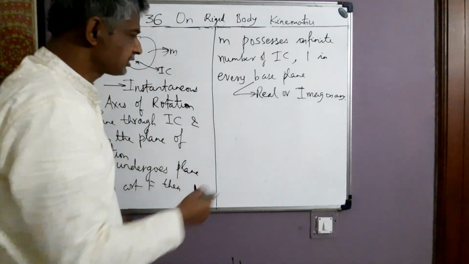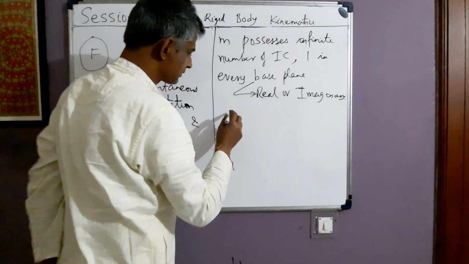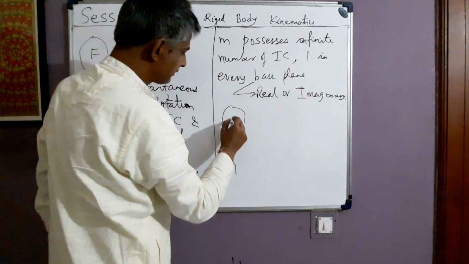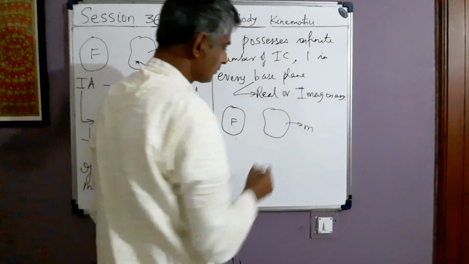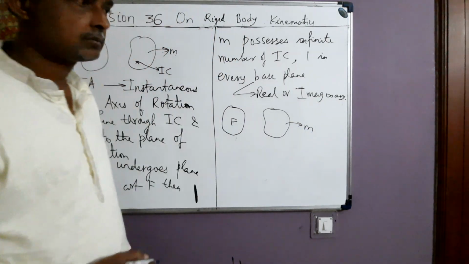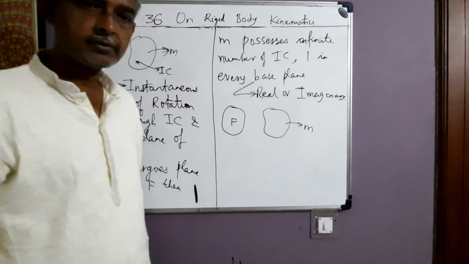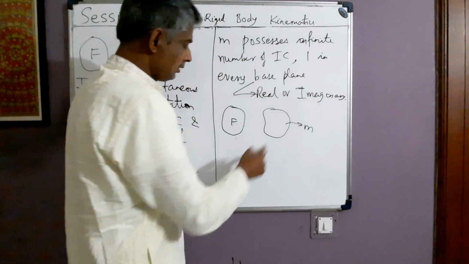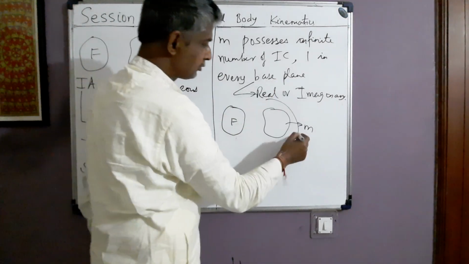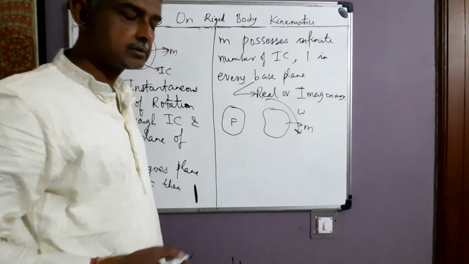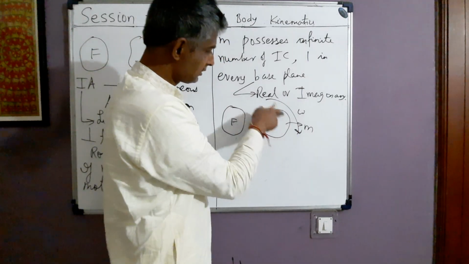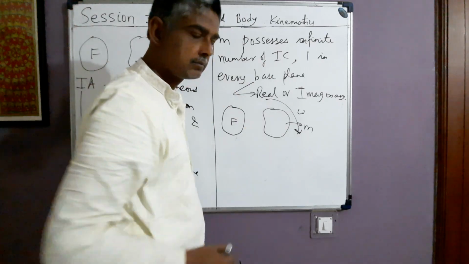For example, let me demonstrate this point. This is the reference frame F. This is the body M in plane motion with respect to F. This is the plane of rotation of M. Suppose omega is the angular velocity of M with respect to F, in the anti-clockwise sense. These are the base planes.